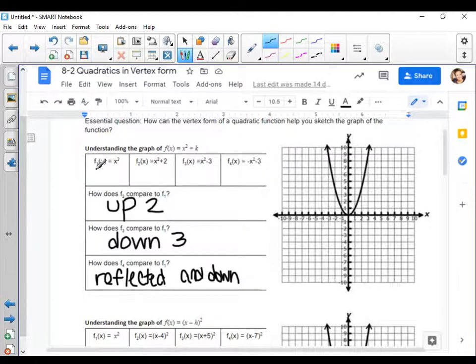And from the first graph, it was down 3, because we're still comparing it to x squared. So that's a generic thing that you just learned at the end. When it has a plus or minus sign at the end, that tells you how to shift your vertex, or where your vertex will go.